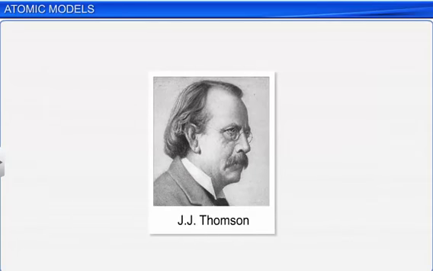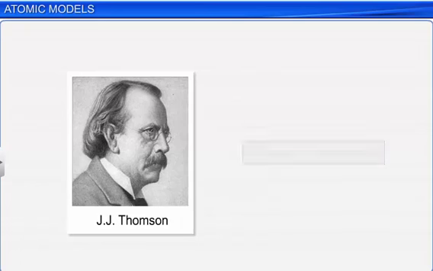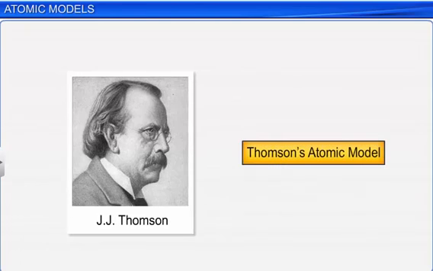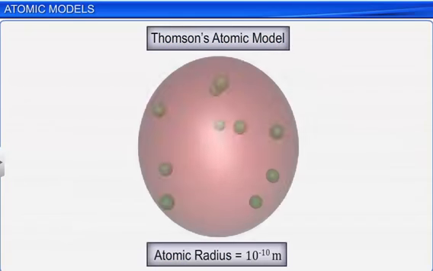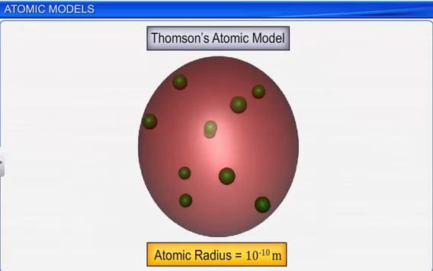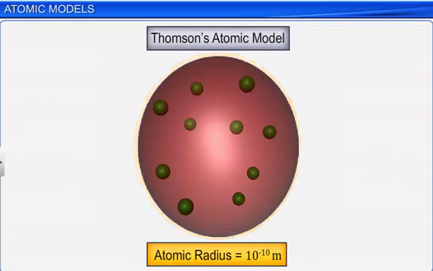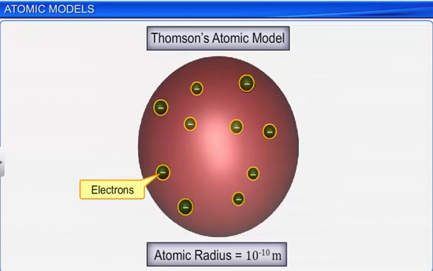J.J. Thomson, in 1898, proposed the atomic model called Thomson's atomic model soon after the discovery of electrons. According to this model, an atom is a sphere of radius 10^-10 meter with uniform distribution of mass and positive charge, with negatively charged particles called electrons embedded in it.